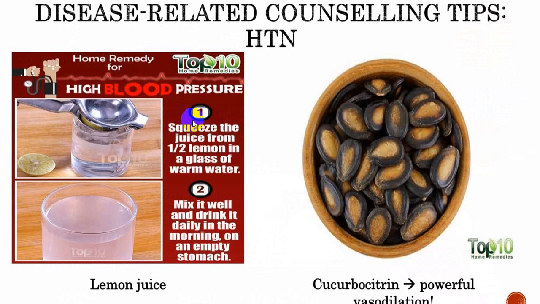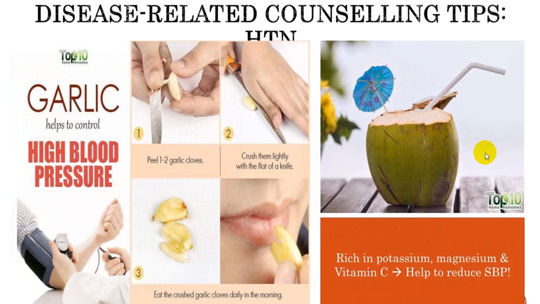There are some materials which are doing harm, and some materials which are beneficial. Say, lemon juice is beneficial. Then there are some seeds, cucurbitacin seeds, they are vasodilators. Garlic is believed to be good for hyperlipidemia and also in a case of hypertension. So garlic consumption is useful.